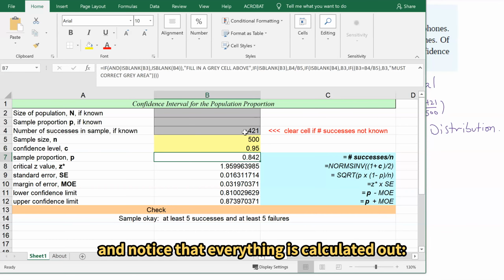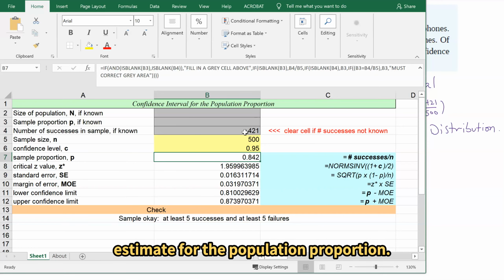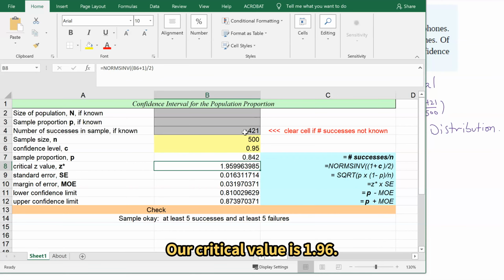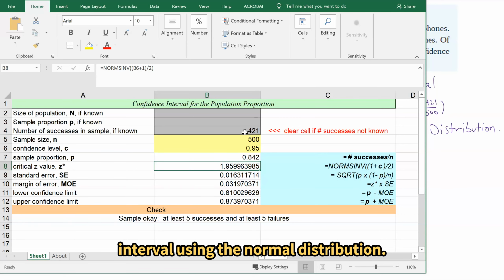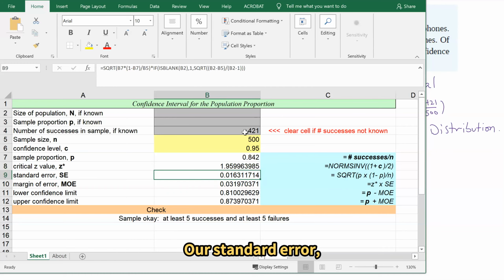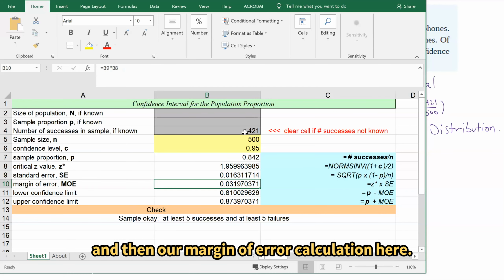And notice that everything is calculated out. Our sample proportion, p hat, is 0.842. That's going to be our point estimate for the population proportion. Our critical value is 1.96. That should look familiar for a 95% confidence interval using the normal distribution. Our standard error, this is the standard error for the mean. And then our margin of error calculation here.